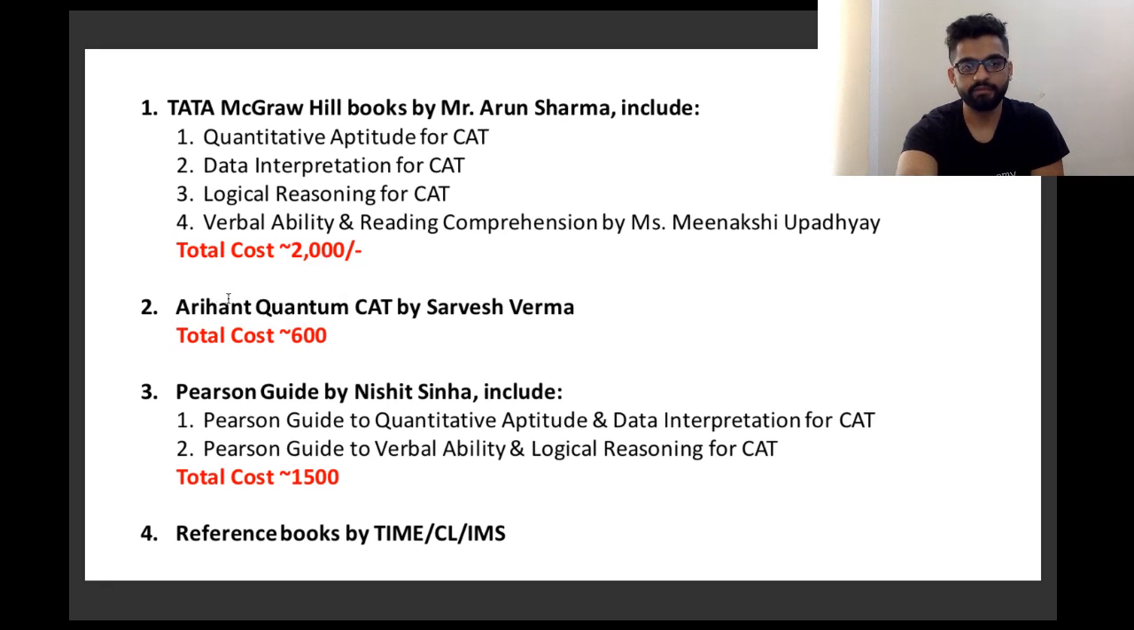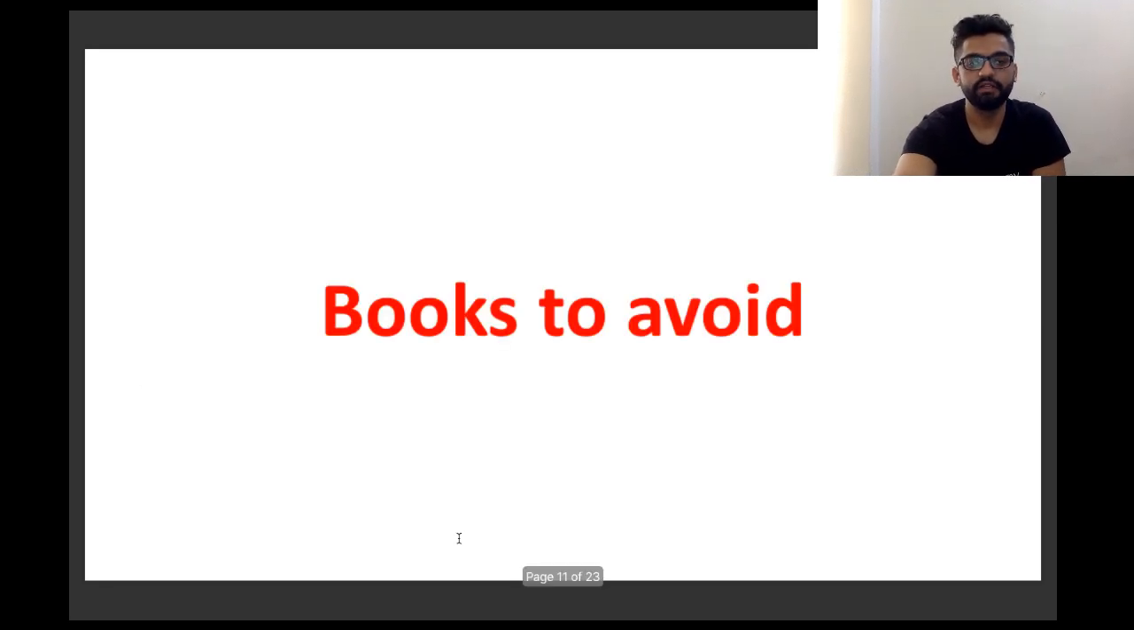And if not, buy something like Arihant Quantum CAT by Sarvesh Verma. The total cost of this particular book, that is just the QA book, is going to be around 600 rupees. Then there's Pearson Guide by Nishit Sinha, that includes QA, DI and VA and LR in 2 separate books. The total cost of these books is going to be around 1,500 rupees. And if you have some friends who have been taking coaching since last year from TIME, CL and IMS, that is offline coaching centers, then you can refer to those books as well. And always start from LOD1, that is just basics, right?